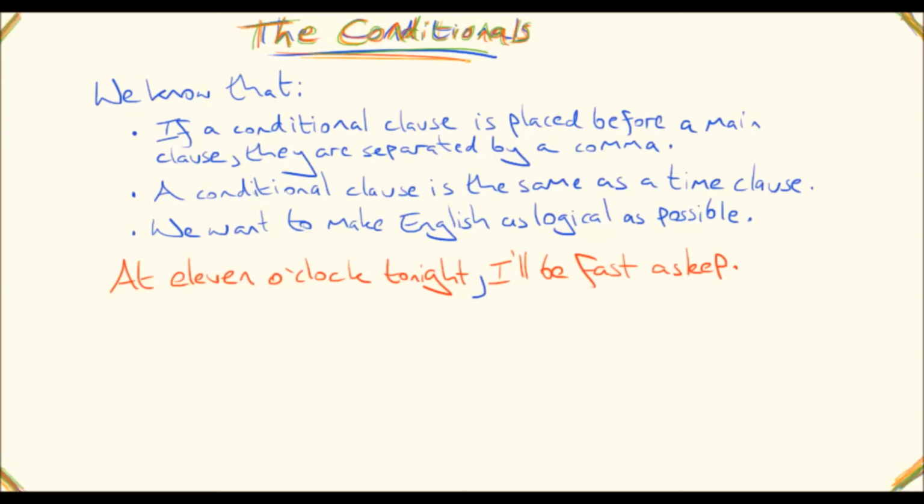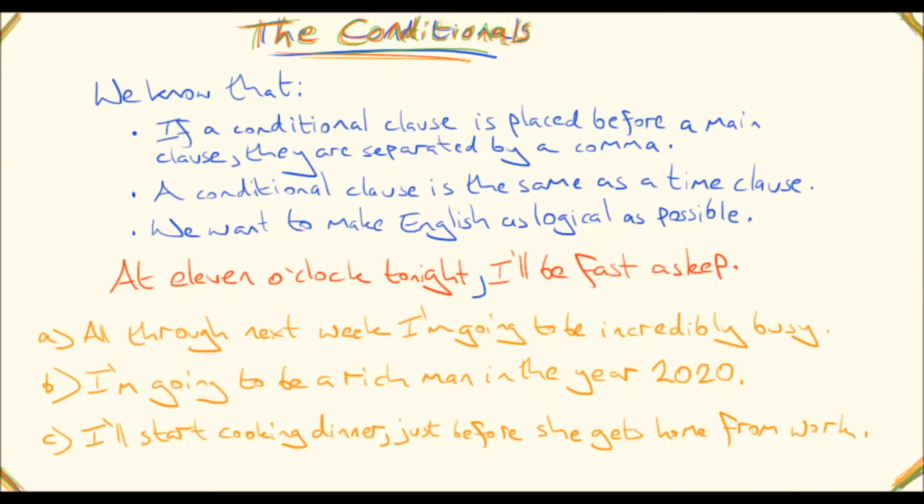Here's a couple more examples for you. All through next week, I'm going to be incredibly busy. We've got the time clause, and "I'm going to be incredibly busy," that's the main clause. So the time clause is coming before the main clause. Let's put a comma in there.